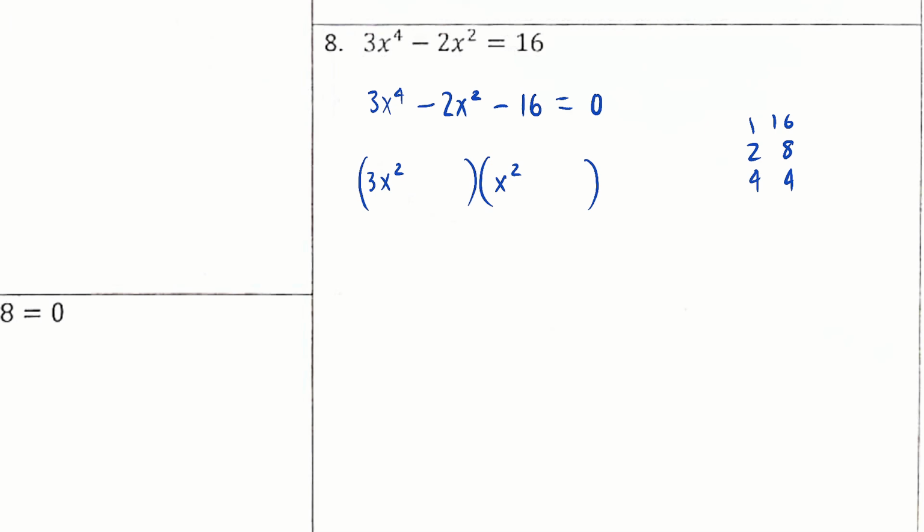So let's try 2 and 8. What's 3 times 8? 24. What's 2 times 1? 2. That's not a difference. So let's switch them.